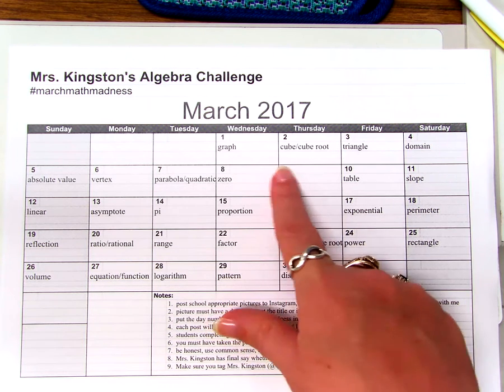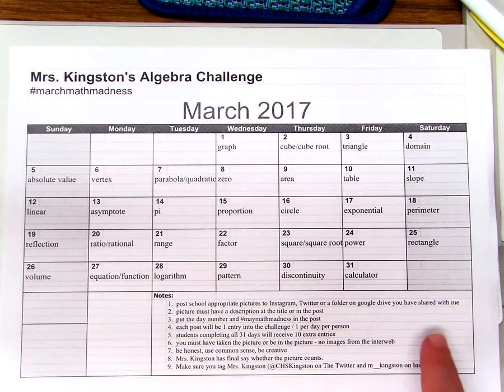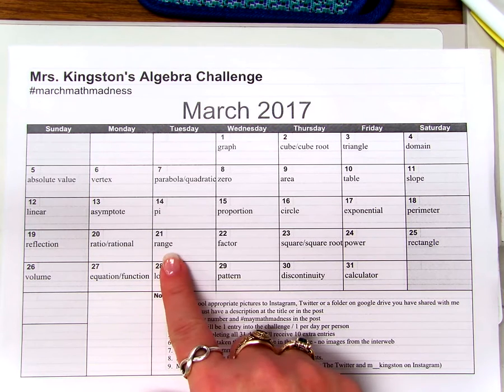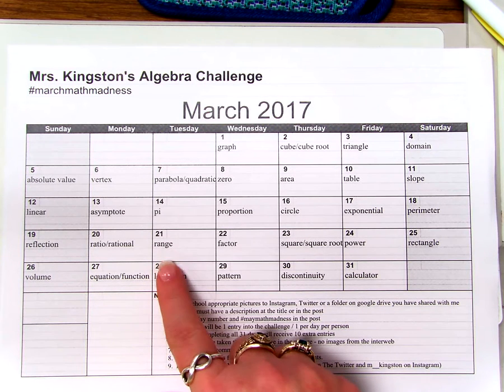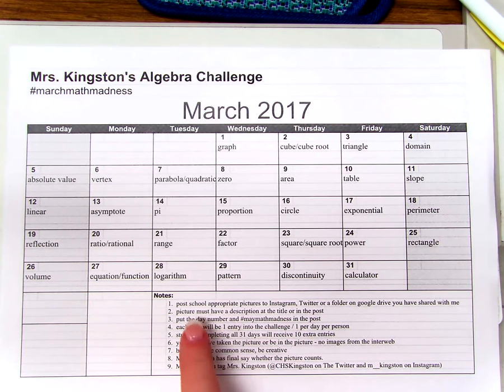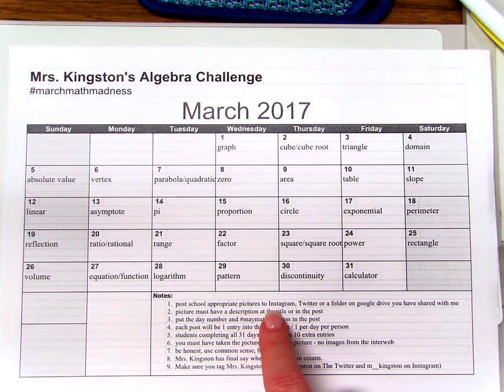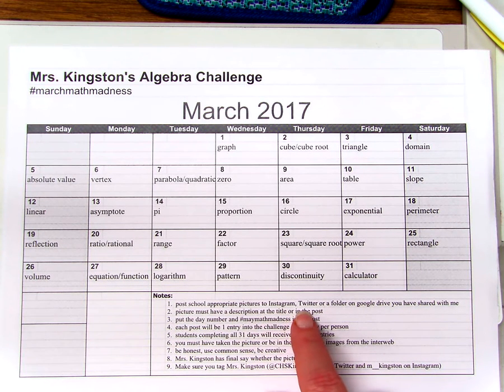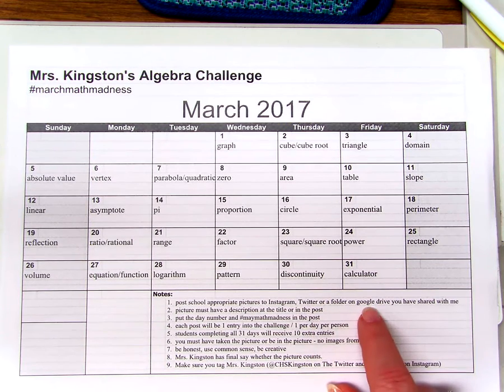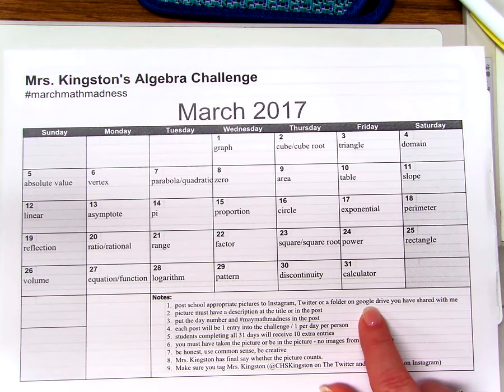So it's a photo challenge. These are the words for every particular day. You know every single word up here except for this one, and we're not there yet, but by the time it gets here, you'll know this one. Fair enough? So, the pictures have to be school appropriate. I know that cuts some of you off. The pictures have to be school appropriate, okay? You got to post them to Instagram or Twitter. That's the most common way people do it. Or you can create a folder in Google Drive.